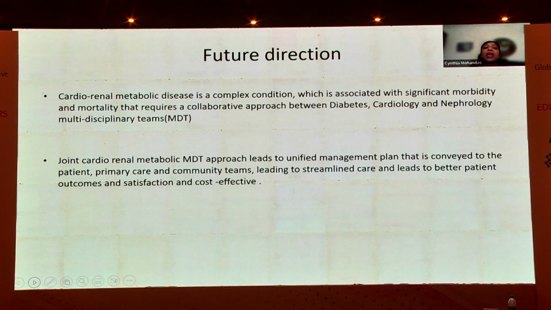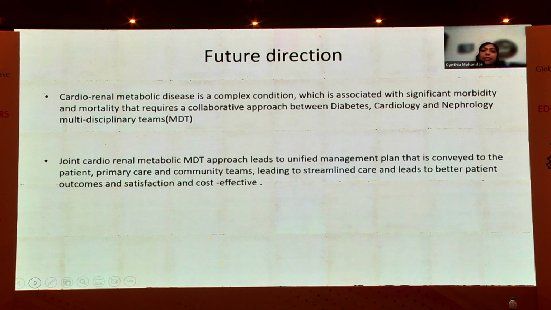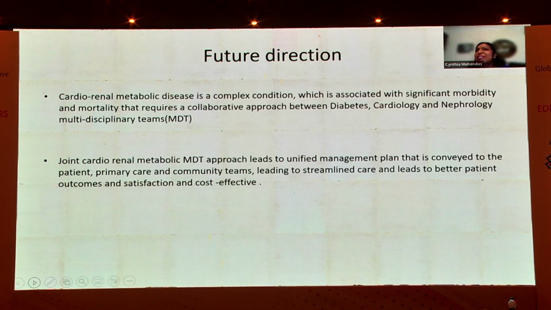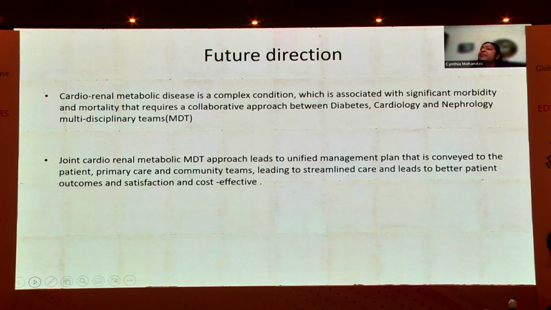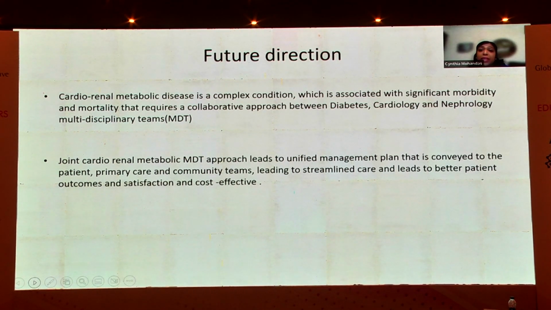What is the future direction? Cardiorenal metabolic disease is a complex condition which is associated with significant morbidity and mortality that requires a collaborative approach between diabetes, cardiology, and nephrology MDTs. As you know, in NHS, the cost savings are very important, and all over the country, there are joint clinics between the three specialists. It is very hard to bring the three specialties together, but it is very beneficial for the patient. Just imagine the patients attending multiple hospital appointments, and the cost as well as the inconvenience for the older patients is avoided by having three specialists in one clinic, and it is huge savings for the NHS or whichever organization which undertakes this.